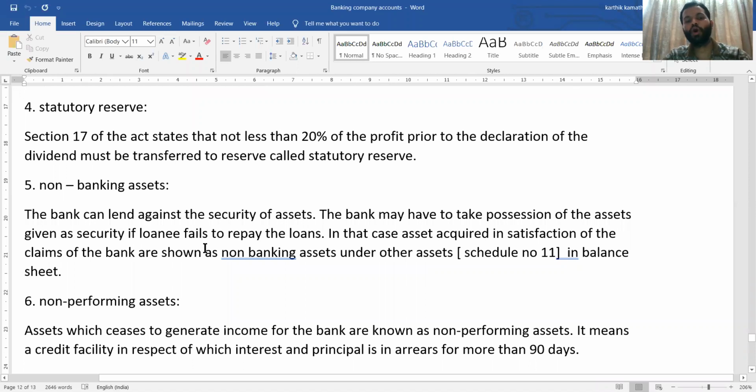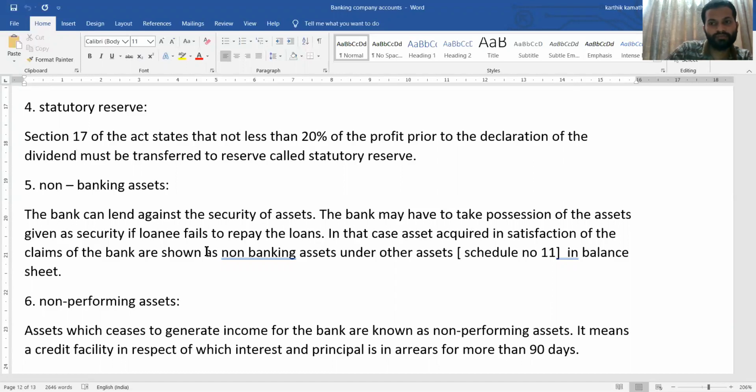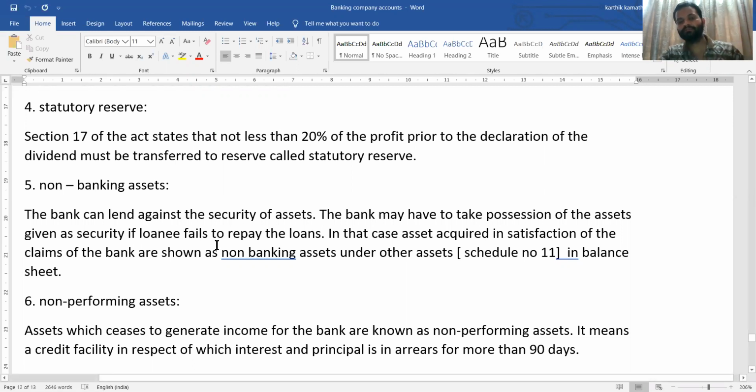Then one more concept, non-banking asset. What do you mean by non-banking asset? A bank can give a loan against any securities. The person who gives the security to obtain the loan, if he fails to repay the amount, then what can the bank do? The bank can retain that security, isn't it? In that case, such an asset becomes a non-banking asset. A non-banking asset must be shown in schedule number 11 in the balance sheet, that is other assets. Under other assets you are going to show the non-banking asset.